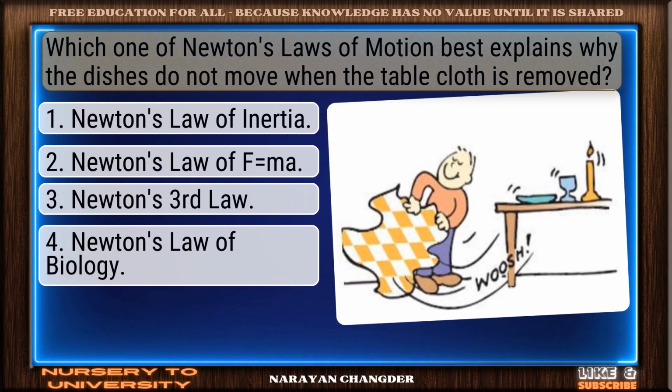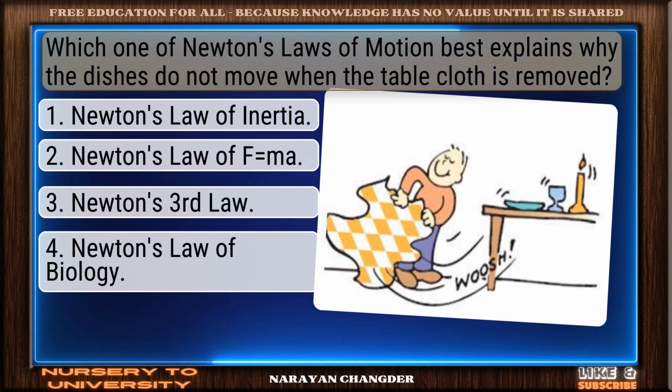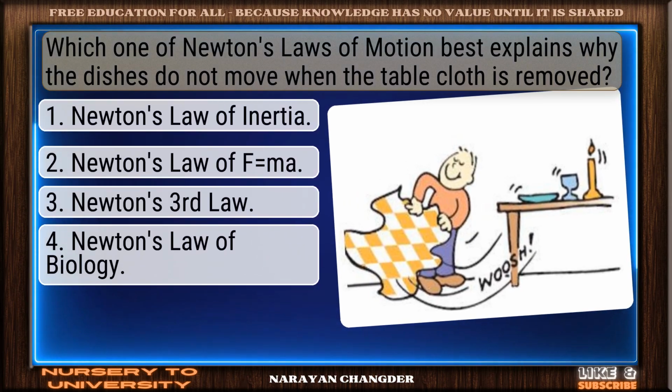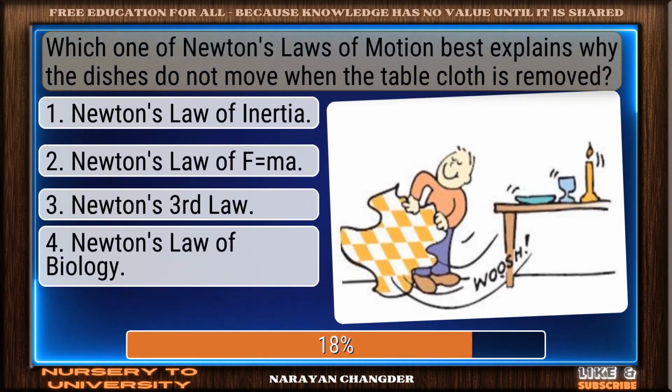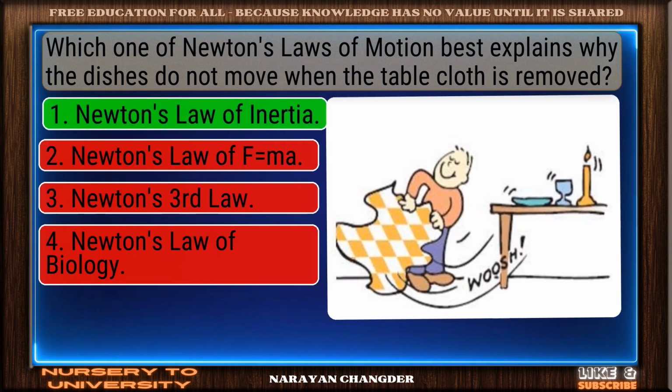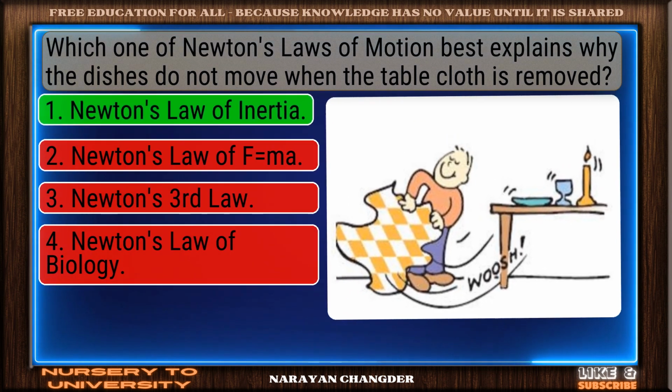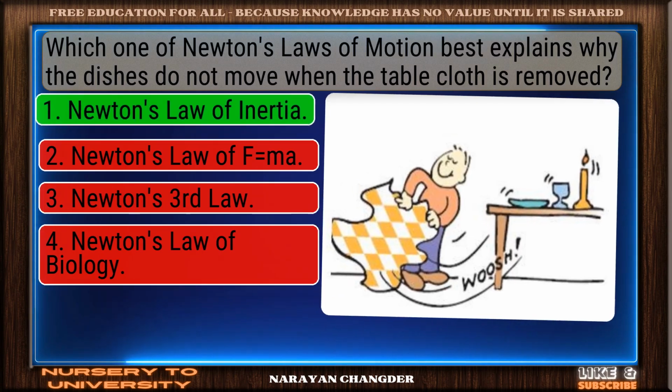Question number 11. Which one of Newton's laws of motion best explains why the dishes do not move when the tablecloth is removed? Smart pick. Newton's law of inertia is the correct choice.